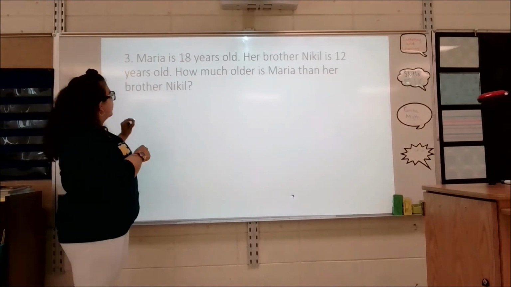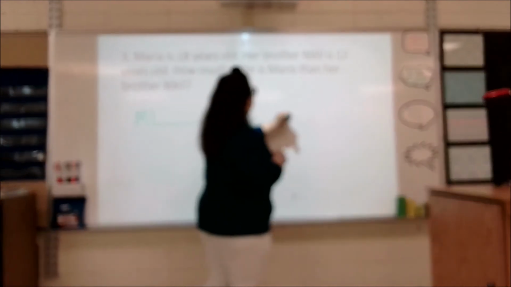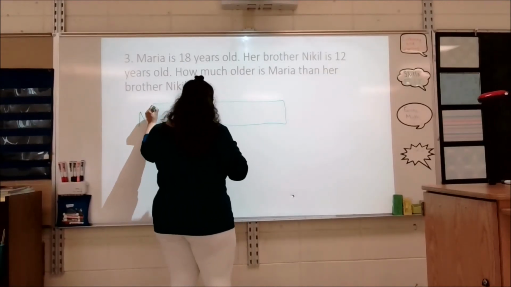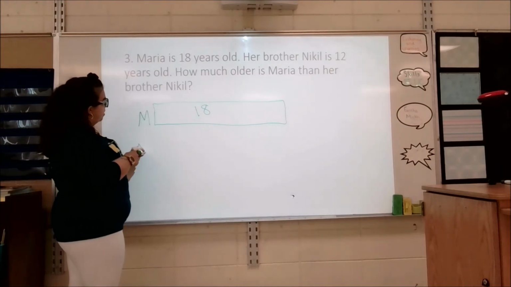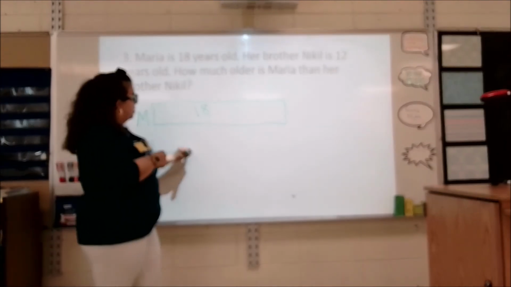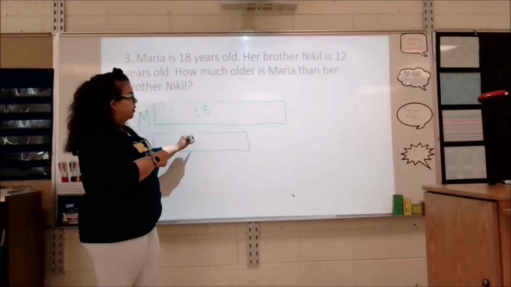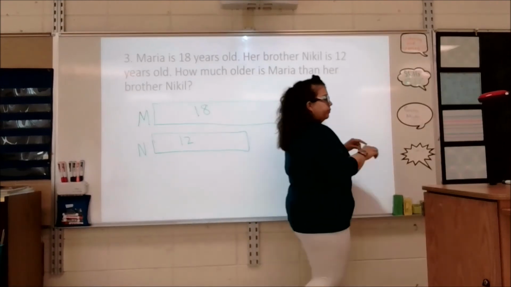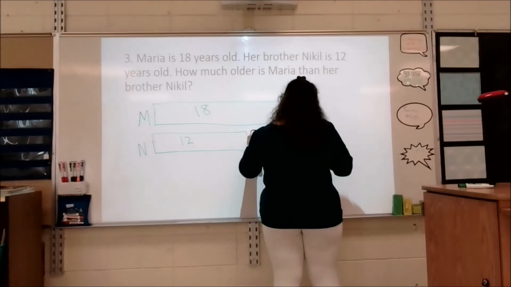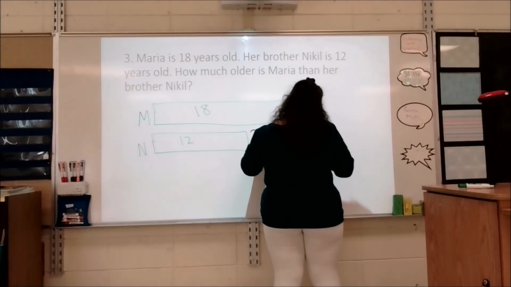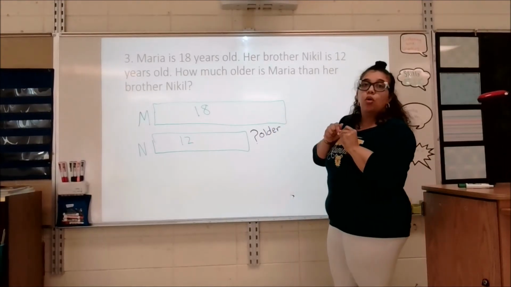Right, so let's just go ahead and say Maria is 18 and her brother Nikhil is 12. We want to know this space right here is how much older Maria is.